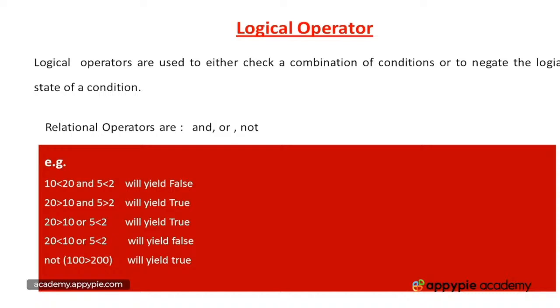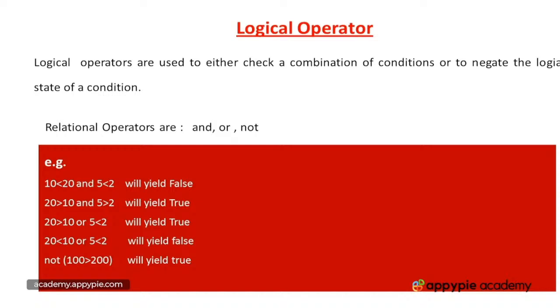Now see, both the conditions are true. 20 is greater than 10, 5 is greater than 2. So it will ultimately yield true. Now, as far as the OR operator, the logical operator, is concerned, either of the conditions can be true in order to have the final evaluation as true.